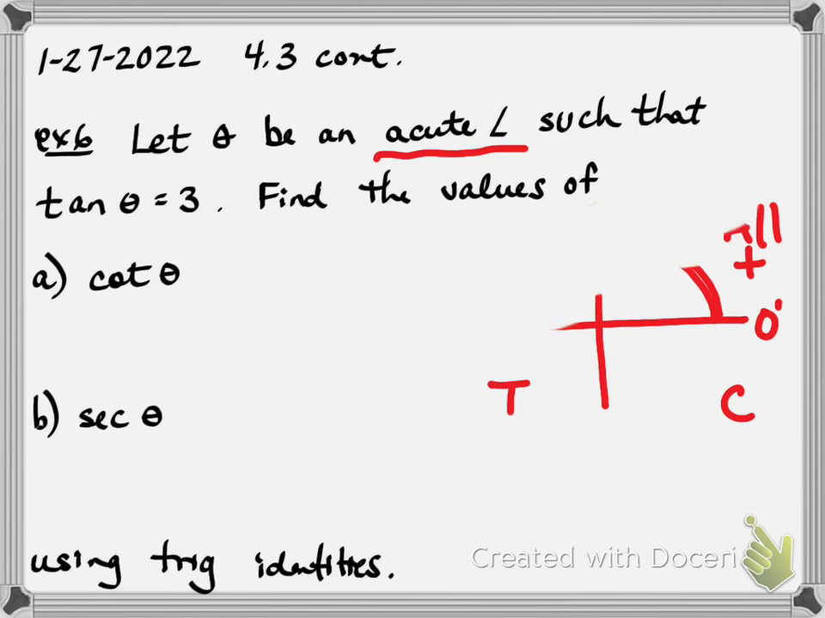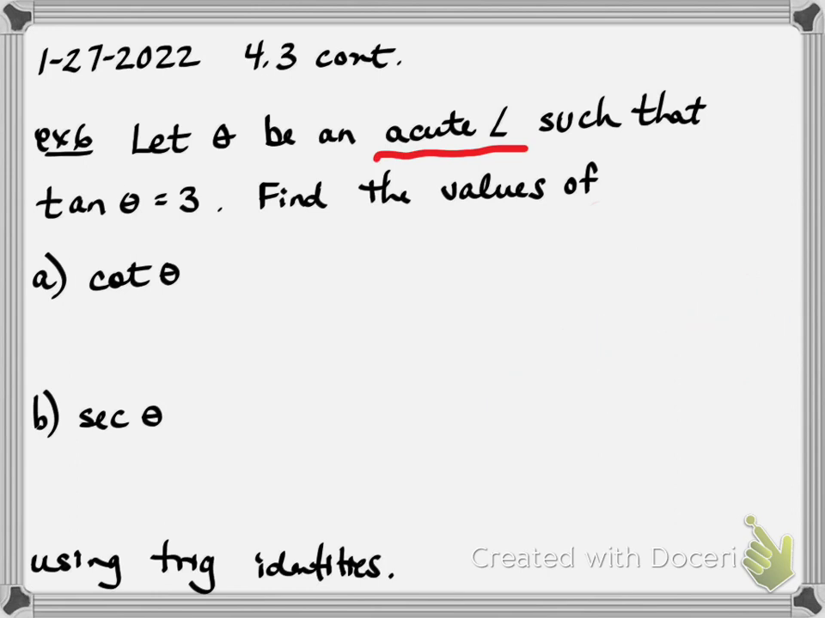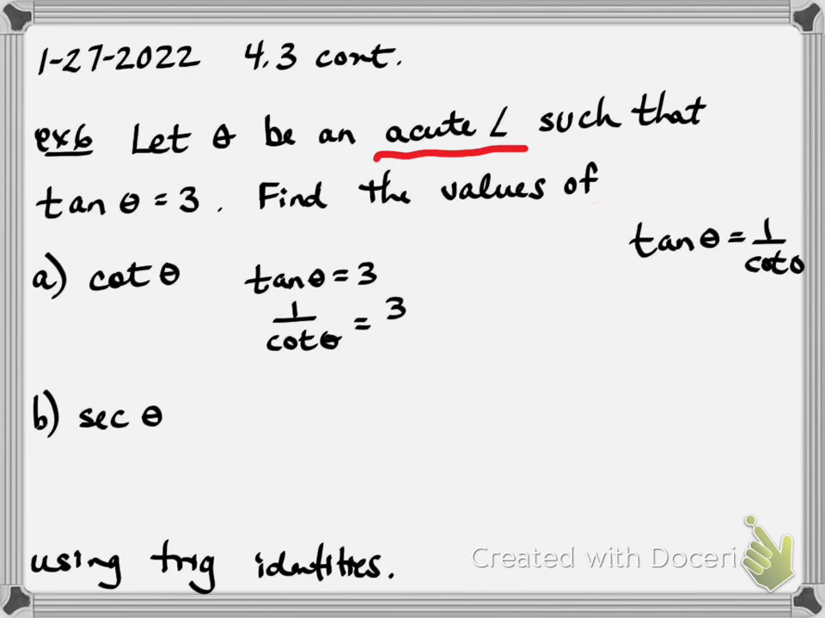I'll erase that. So everything's going to be positive. What we're going to do, they want us to use trig identities. First off, tangent of theta equals 3. Well, we have a trig identity that says tangent of theta is 1 over the cotangent of theta. So let me do tangent of theta equals 3. So 1 over cotangent of theta equals 3.